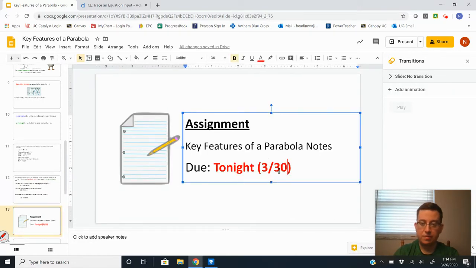Let me change this date for you. This is due tonight on the 1st. Now, if you watch the video and had your notes open at the same time, you should almost be done. There's a couple questions at the bottom I want you to do that are just like in the video. So if you need to backtrack, watch how to do it. That's what it's there for.